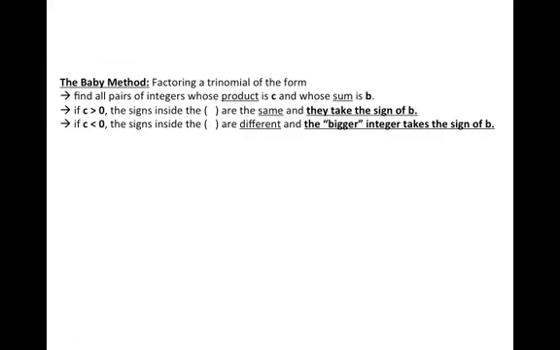All right, we're going to now do general trinomials, and right now let's just talk about kind of the baby AC method. We're going to find all integers whose product is c and whose sum is b when we're talking about ax squared plus bx plus c. If c is greater than 0, then the signs inside the parentheses are the same and they take the same sign as b. And if it's less than 0, the signs inside the parentheses are different and the integer with the bigger magnitude takes the sign of b.